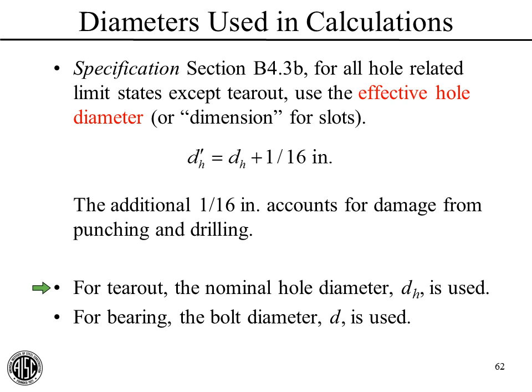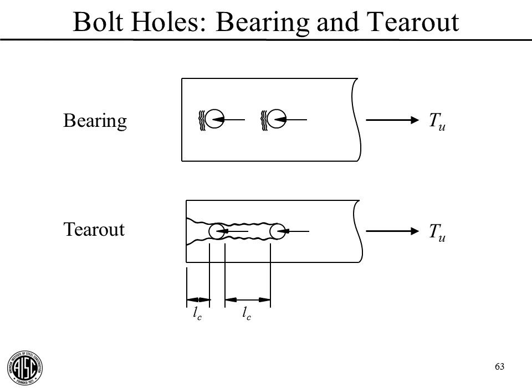For tear out, we use a different diameter. Here we use the nominal hole diameter, D_H. For bearing, we use the bolt diameter, because this is all about the bearing pressure or contact pressure. So we have the bolt diameter for that. That gives us three different diameters that we're going to use. Okay, so with that, let's talk about bearing and tear out.